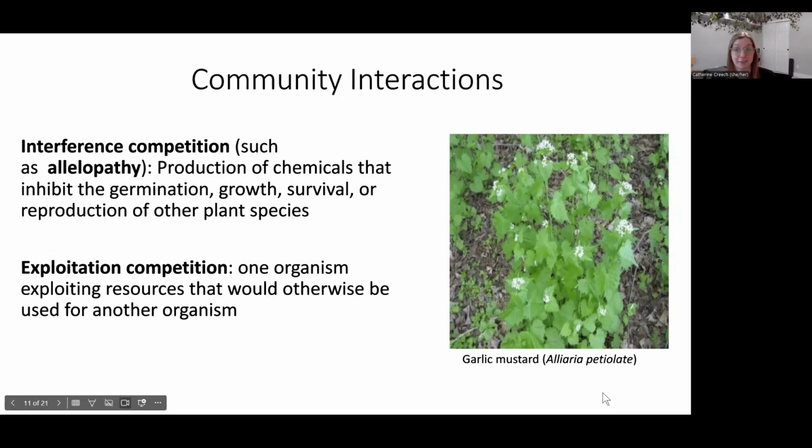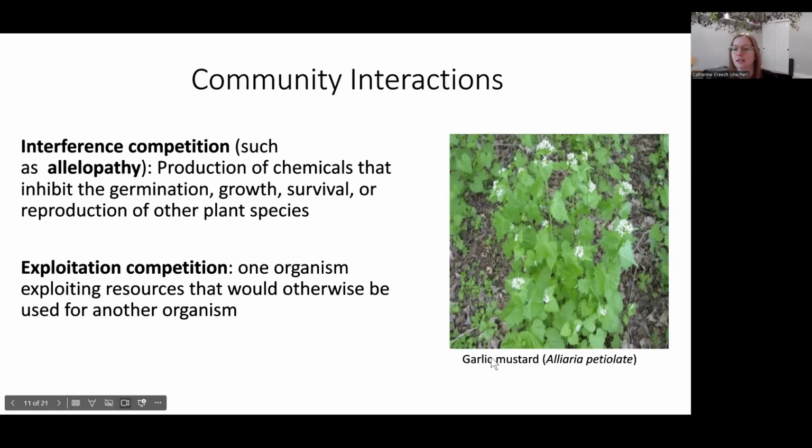Further, we have interference competition and exploitation competition. So in interference competition, you're going to try and inhibit your competitor. An example is allelopathy, which is what plants do to harm their neighbors. Plants can't get up and move. The way that they fight back is they release chemicals into the dirt.